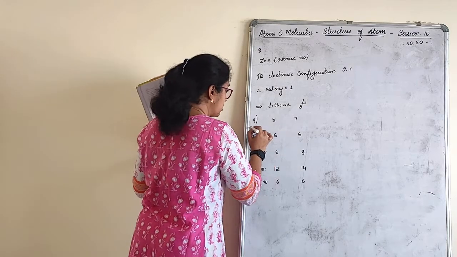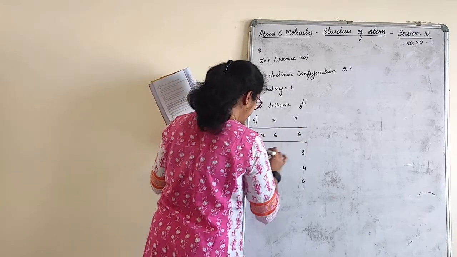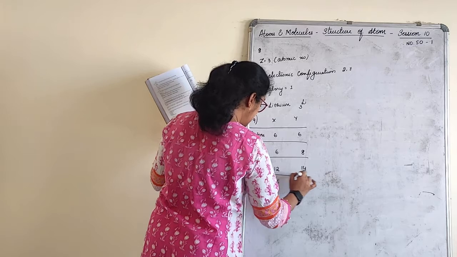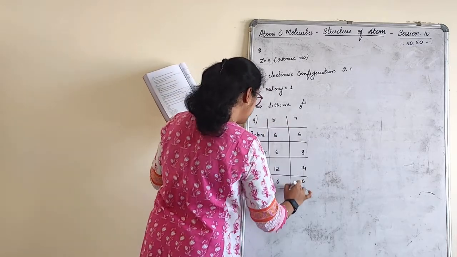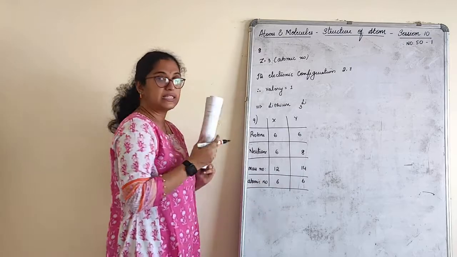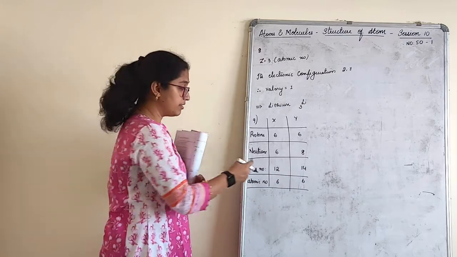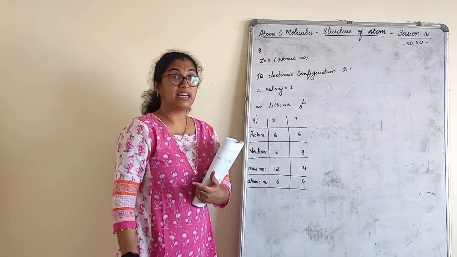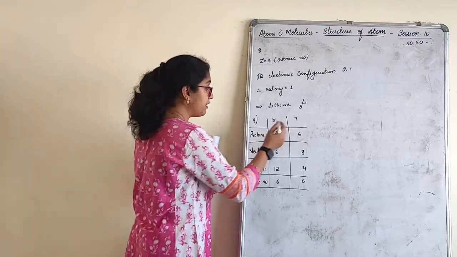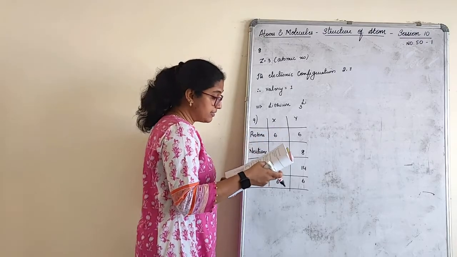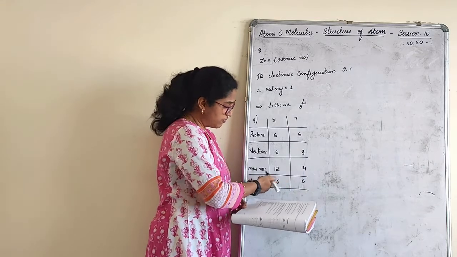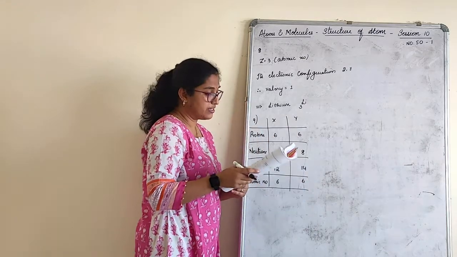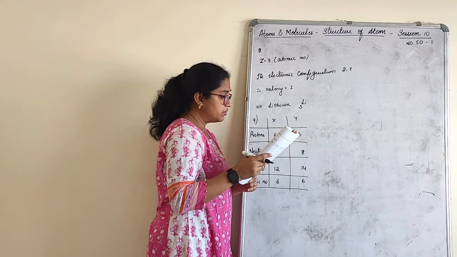This table has 2-3 extra things that we have written. Can you guess which element or which atom it is? Atomic number is 6, and 6 means it should be carbon, children. 12 and 14, these are isotopes of carbon. Orally we could answer it actually. Same, what they have given, we have just calculated here. Our work is done.